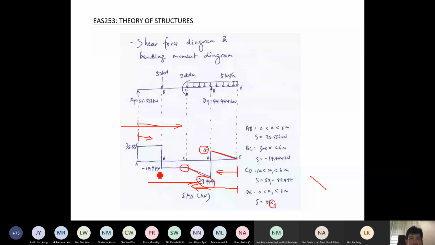Then there's no jump here because there's no point load here. This is a concentrated moment, this is not a point load. Then straight line with gradient. Come until here again, and there is a jump here again at D because there is a support reaction in the form of point load. So it jumps up by 44.444, from negative to a positive value. And then the uniformly distributed load, then straight line with gradient again, back to zero. That is for shear force.